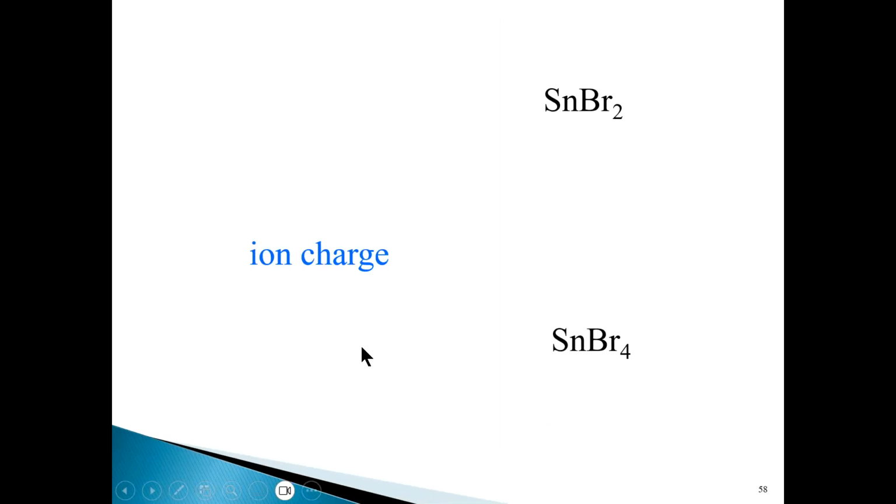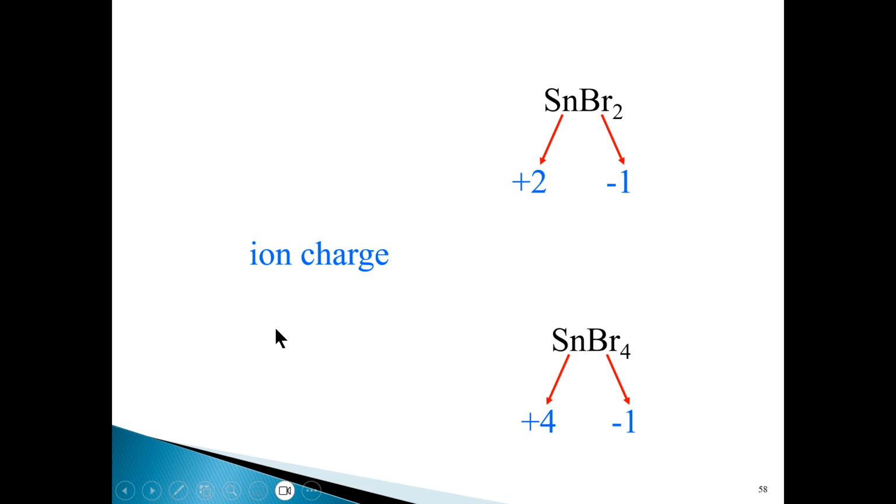Here's another example. We have two compounds here made up of tin and bromine. And again, they are different compounds because they have different composition. The different composition arises from the fact that the tin in both cases has different charges. In the case of the first one, the charge on the tin ion is +2. In the case of the second one, the charge on the tin ion is +4.